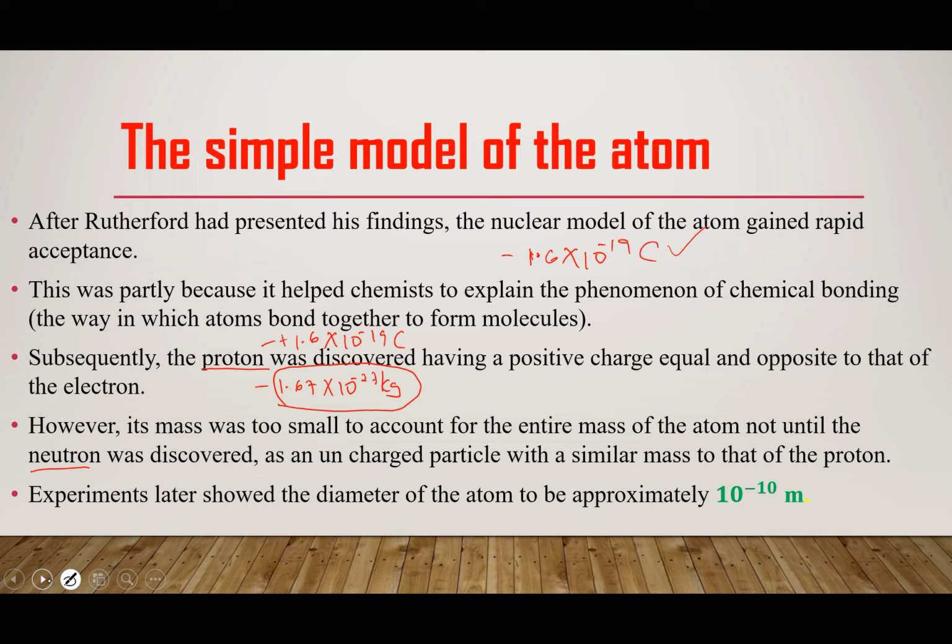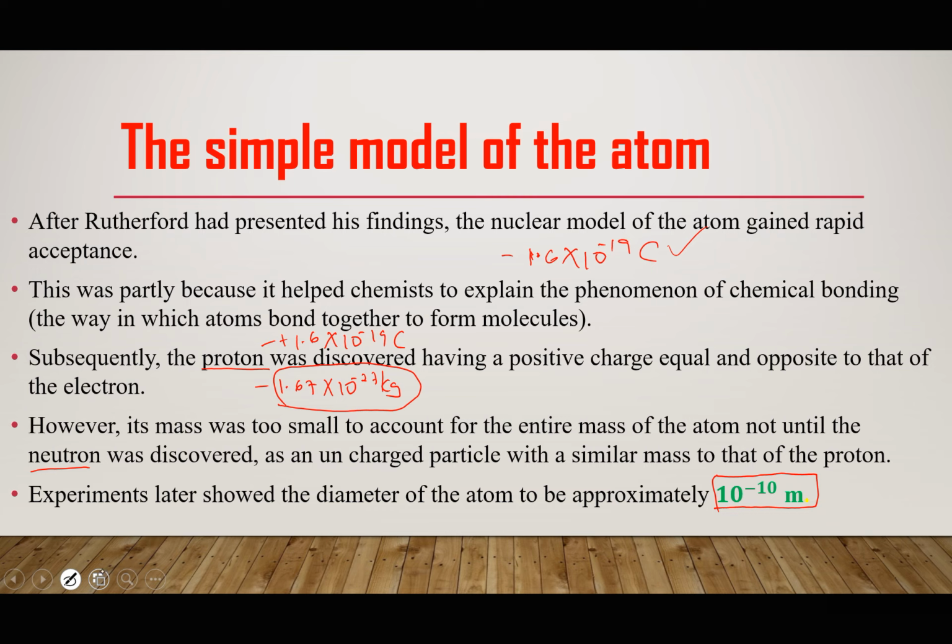Experiments later on showed that the diameter of the atom is approximately 10 to the power of minus 10 meters, especially experiments by Robert Brown, in the famous Robert Brown's experiment or the Brownian experiment. The diameter of the atom was approximated to be approximately 10 to the power of minus 10 meters. That is the simple model. So what is this simple model? What is this nuclear model?